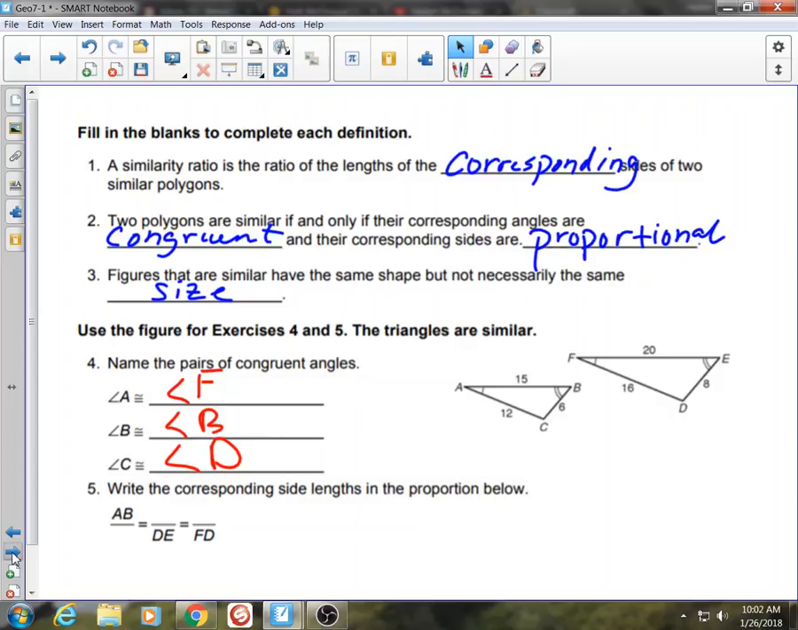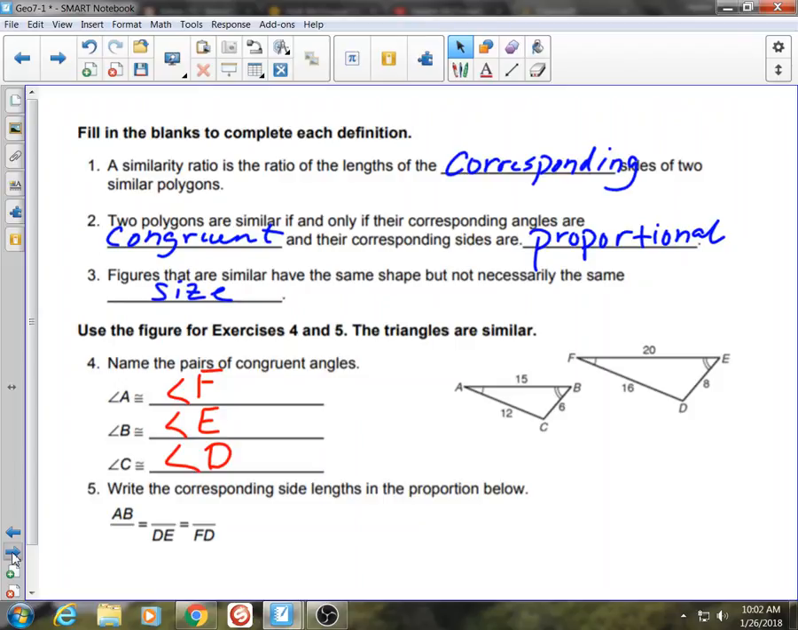So she says angle A is congruent to angle F. Angle B is congruent to angle E, right? Let's fix that real quick. Angle E here. And angle C, you said was congruent to angle D. That was correct. So these triangles are similar, which means our angles are congruent.